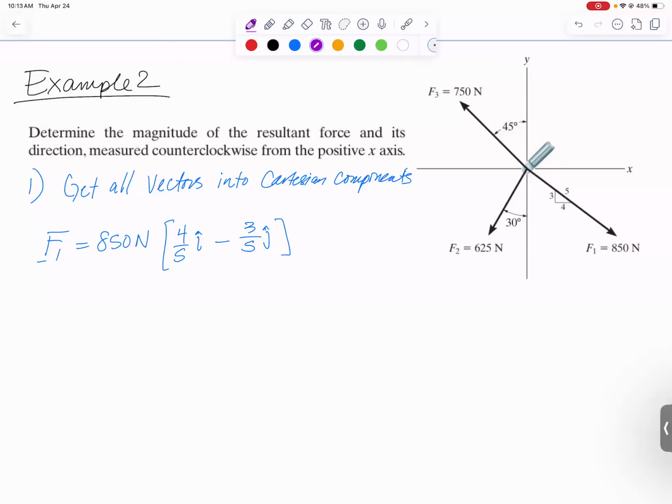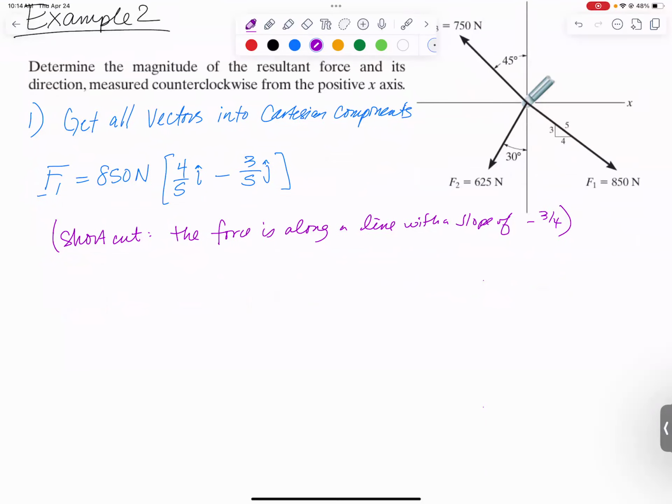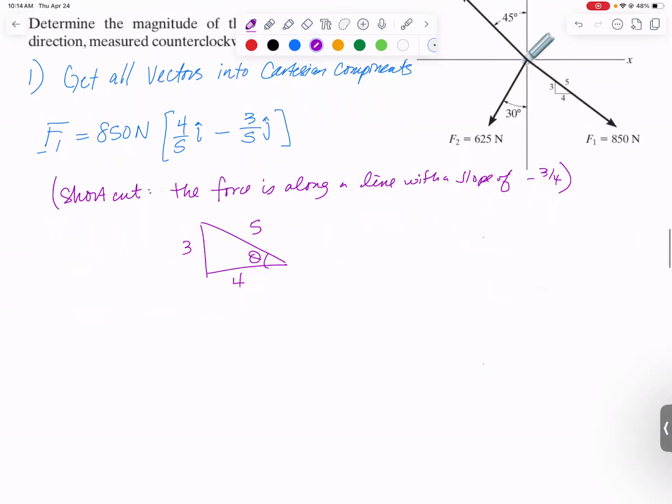So here is a cool shortcut that I want you to use all semester, because our textbook loves to give us these little 3, 4, 5 triangles instead of the actual angle. So here's the shortcut. The force is along a line with a slope of minus 3/4. Here's a picture of that. The picture shows a 3, 4, 5 triangle. You can go and find that angle theta if you want, but you don't need to. Here's where the shortcut comes in.